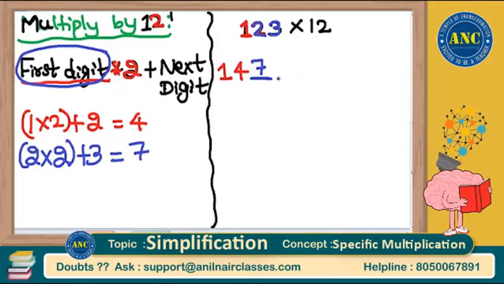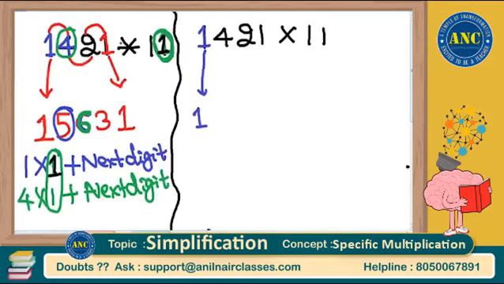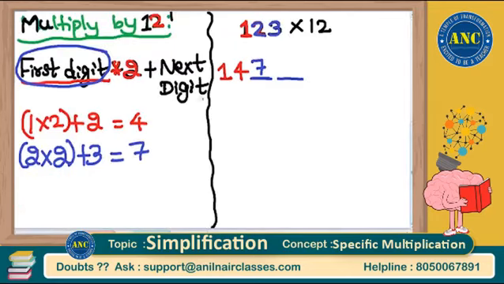And then to get the last digit, see here, in multiply by 11, you are writing the last digit as it is. Actually, you are not writing the last digit as it is, sir. That last digit is nothing but last digit into 1. Similarly here, it is last digit 3 into 2. 3 into 2 is 6. This should be my answer.